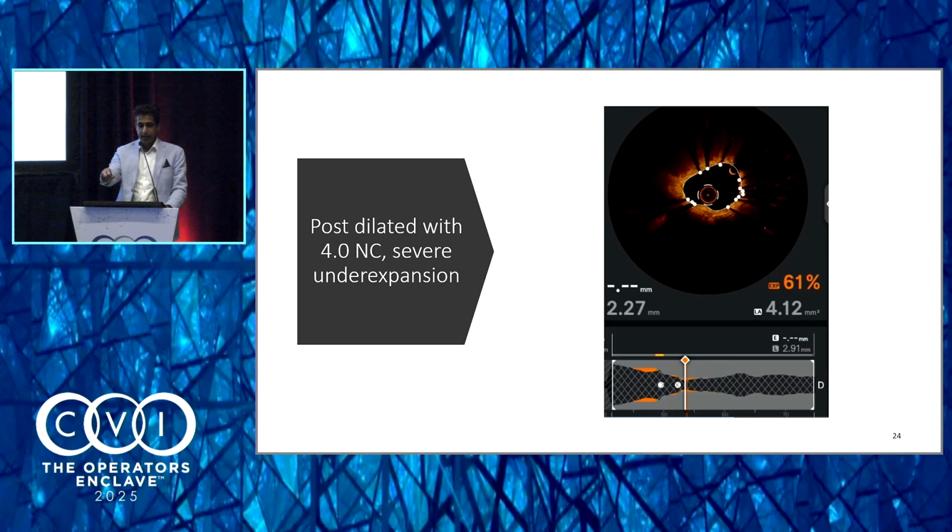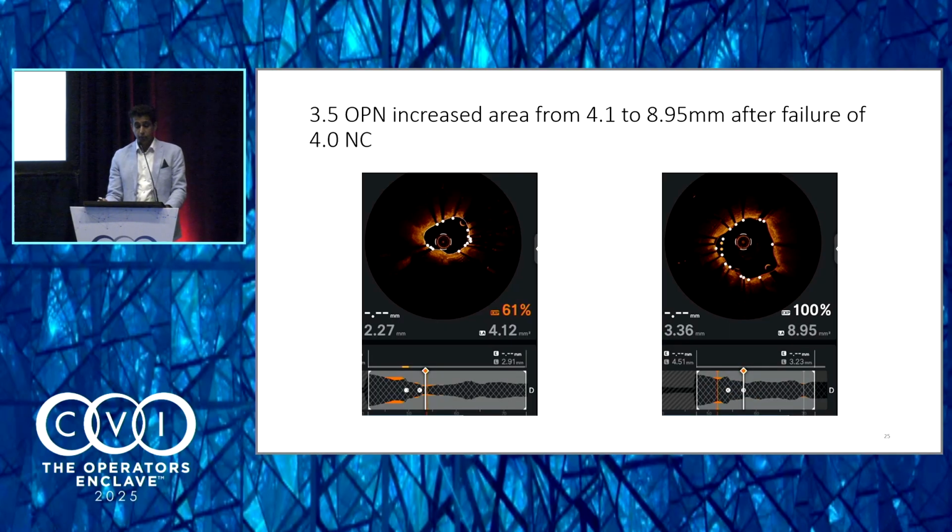And so that's exactly what they did. They used a 3.5 OPN, so undersized it. And the area went from 4 millimeters squared to almost 9. And so really, despite NCs, IVL, the OPN NC was essential in this case, and I think really every cath lab should have it on their shelf.